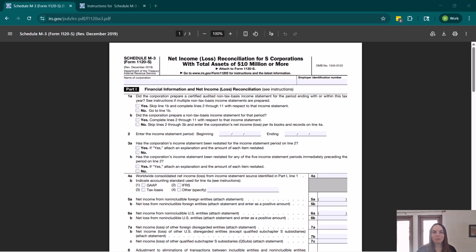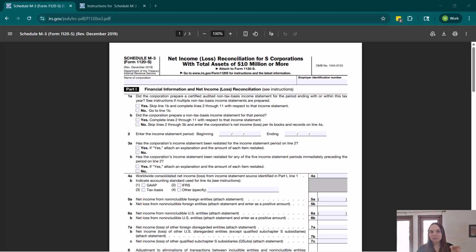Now, Schedule M-3 is not required for a lot of businesses. It is going to come into play if your business has total assets of $10 million or more. If you remember, we went through Schedule L, which was a balance sheet, a reconciliation of your balance sheet to the books. Schedule L had a space for total assets, because a balance sheet shows total assets and then total liabilities and shareholders' equity.